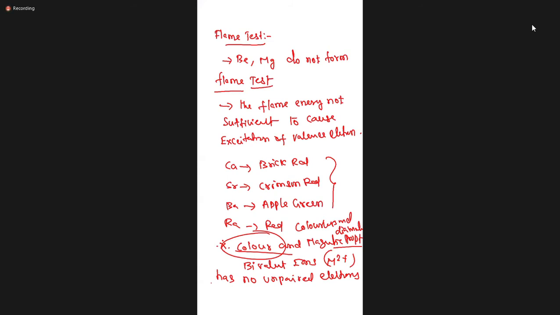What about electrical conductivity property? Generally, alkaline earth metals are good conductors of electricity. Good conductors of heat and electricity due to the presence of two loosely bound valence electrons per atom.